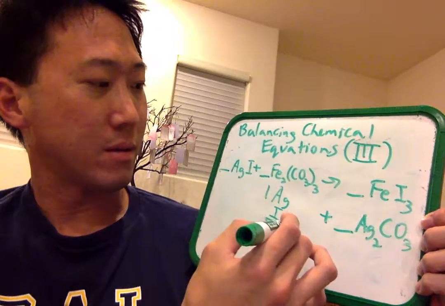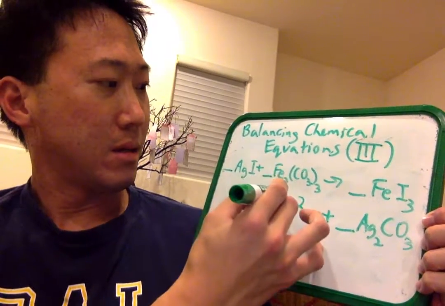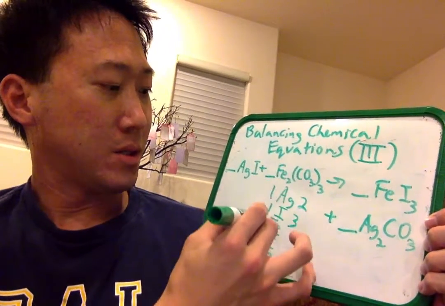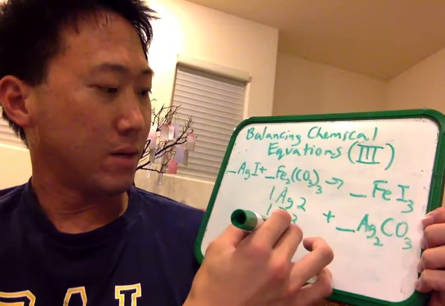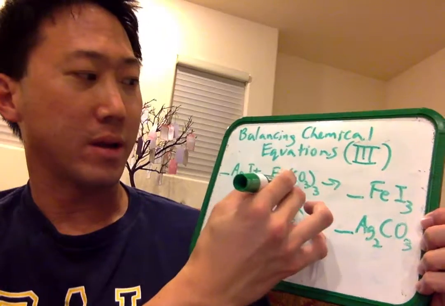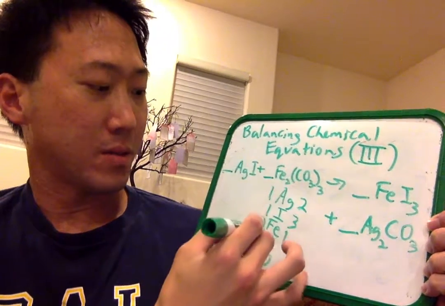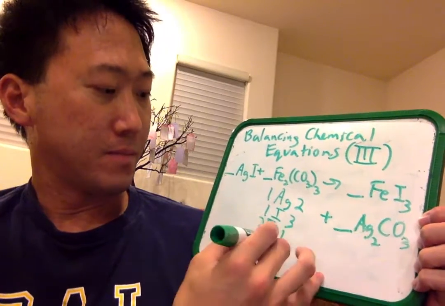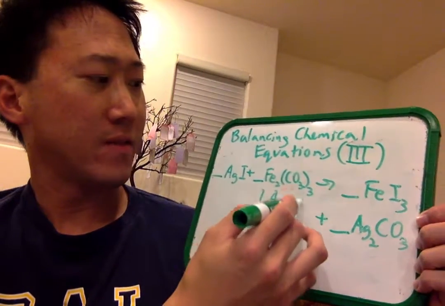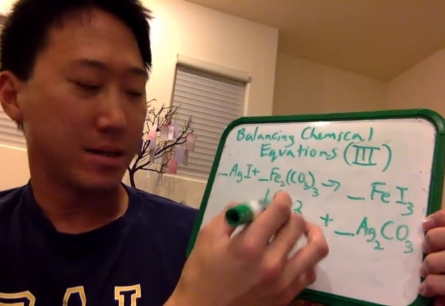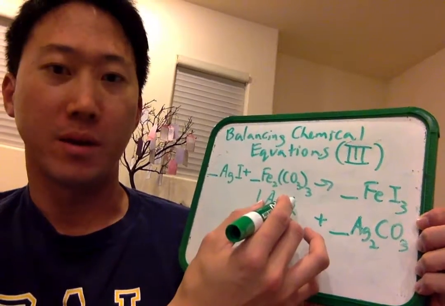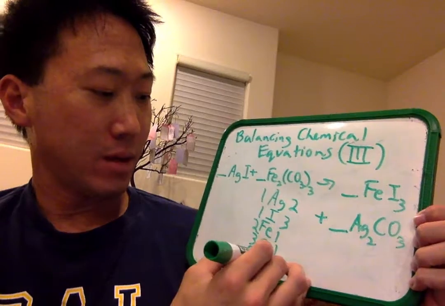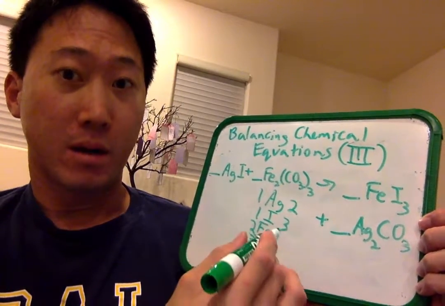One silver on the left, two on the right. How many iodines? One here, three here, two irons here, one here. How many carbons? That'd be three. So three times one is three carbons here. How many carbons on the right? That'd be one. How many oxygens on the left? 3 times 3 is going to be 9. So there's actually 9 oxygens here on the left side. How many oxygens on the right? That would be 3. So clearly we are unbalanced.